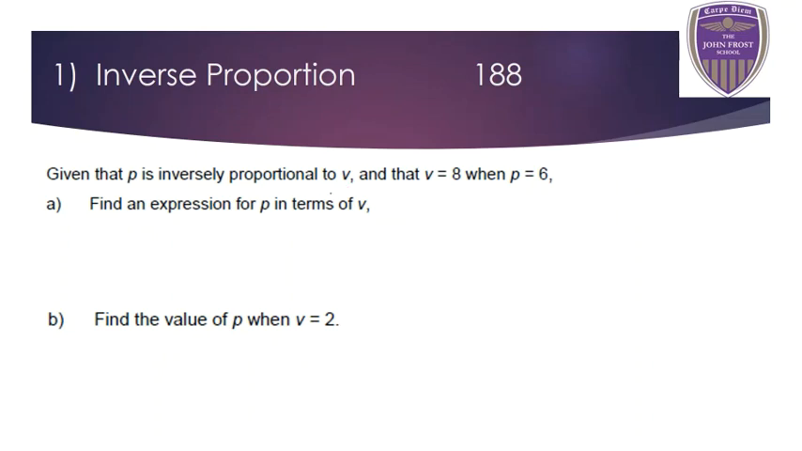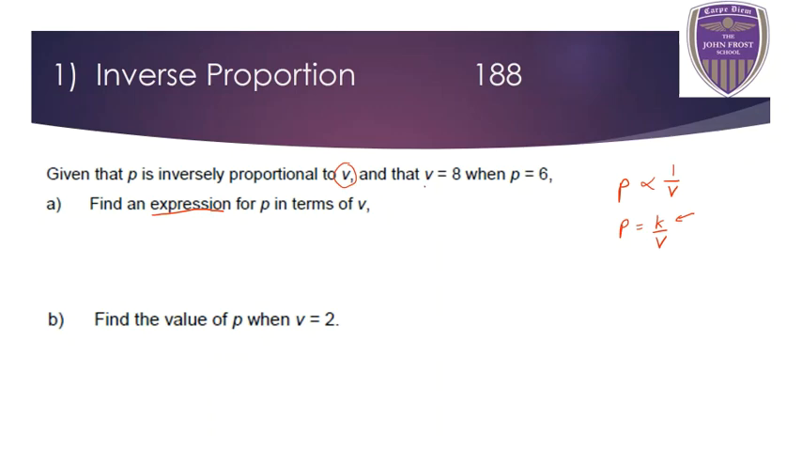The information that we're being given here is that P is inversely proportional to V. If it's an inverse proportion, we would write 1 over V in this case. In other words, P will be equal to K over V. And it's this K here that we need to find in order for us to write an expression for P in terms of V.